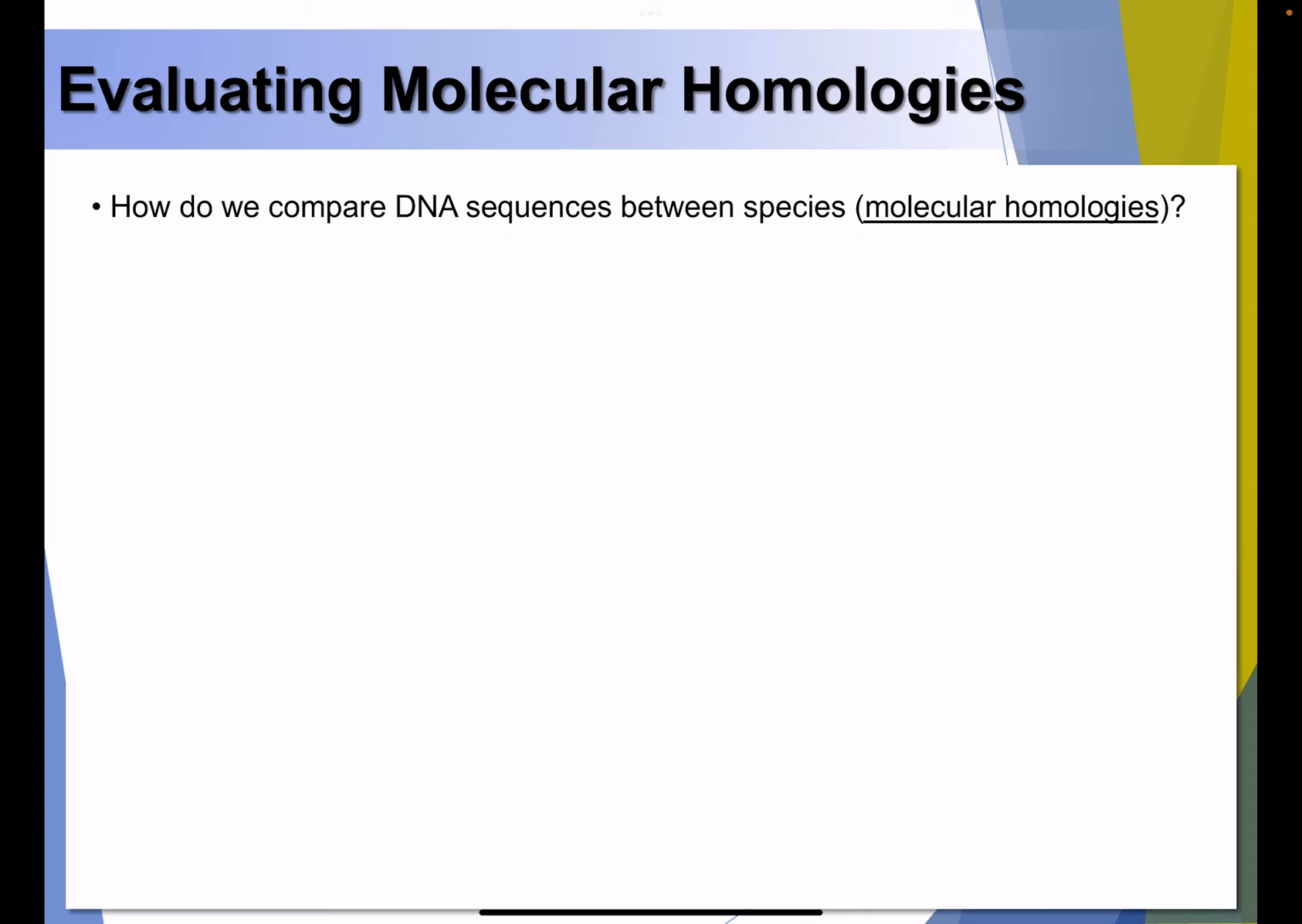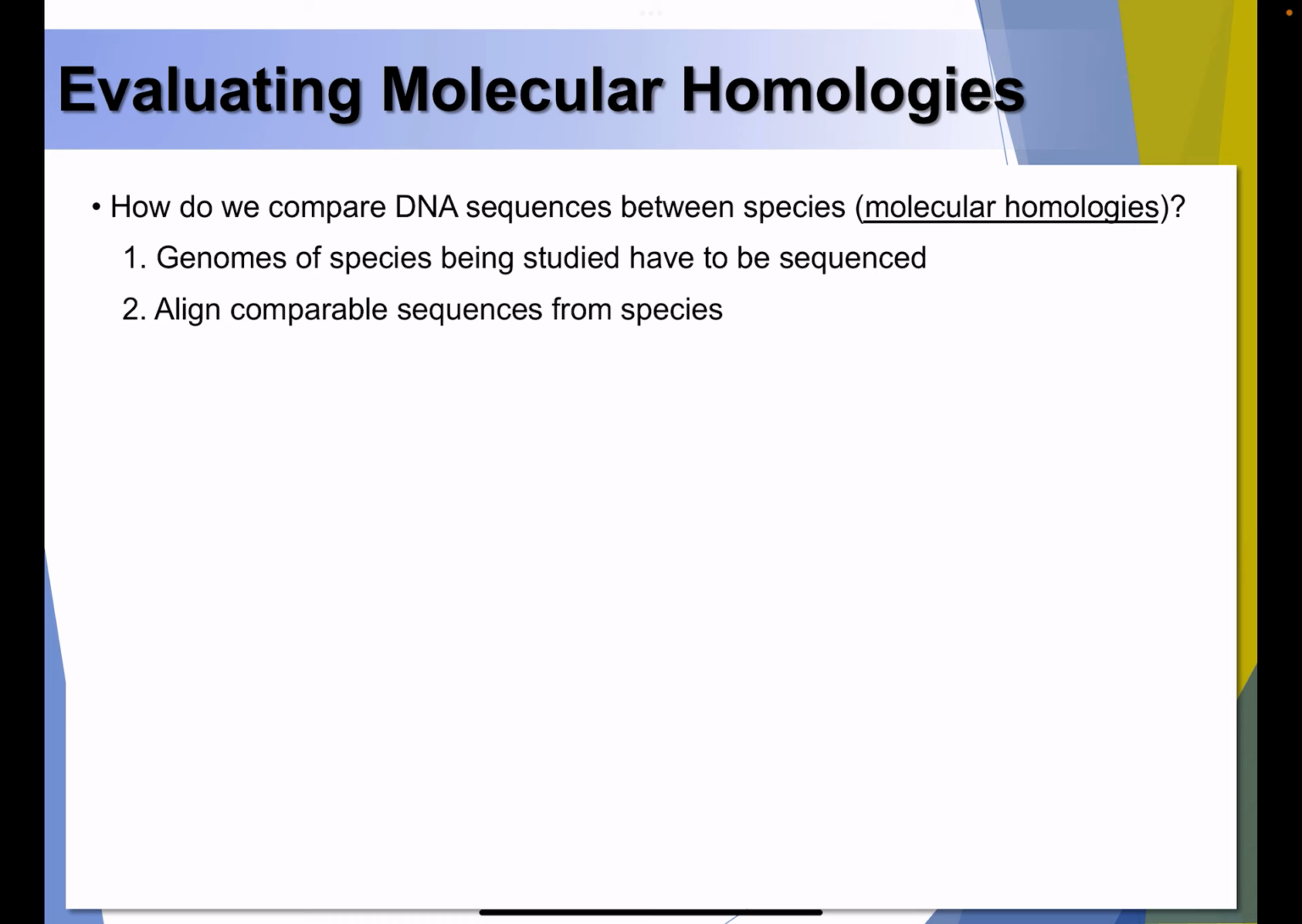So we have talked about how to compare anatomical homologies, but how do we compare DNA sequences between species, or what we call molecular homologies? We have said that these two particular species have similar molecular homologies, but how exactly do they do that? So this is kind of a glimpse of it. It's a very complicated process, but we'll give you a glimpse of it. First, genomes of species being studied have to be sequenced. You have to sequence the entire genome from the very first letter to the very last letter on all the chromosomes of this particular species.